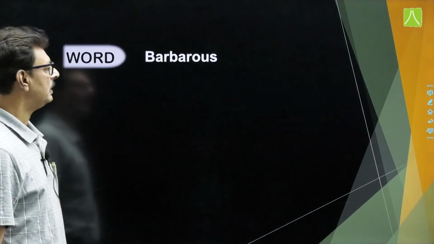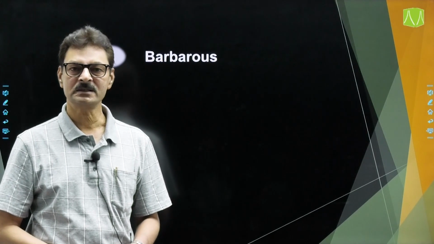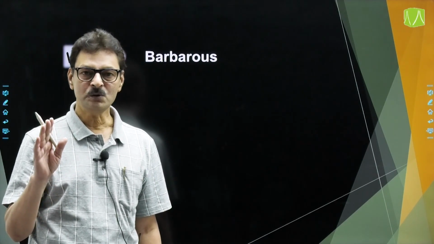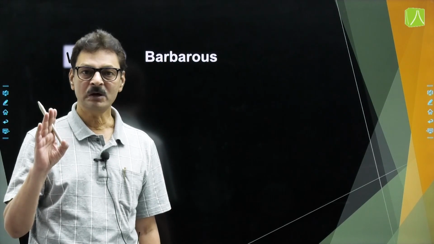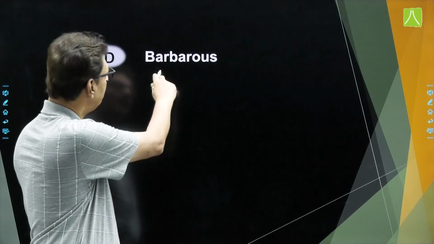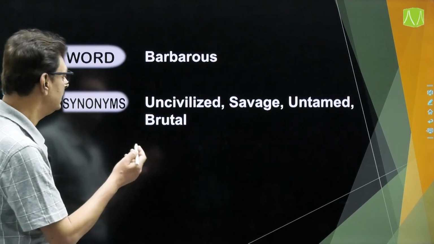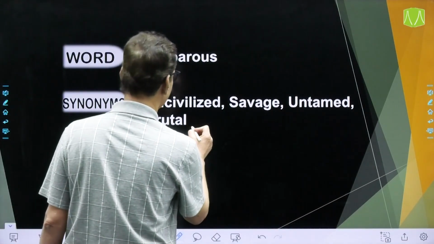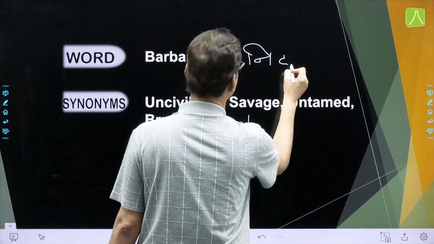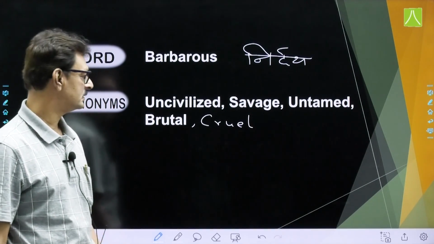Next one, barbarous. Anyone with the meaning of this? Again, mnemonics we can use over here. अगर हिस्ट्री पढ़ी होगी, एक मुगल रूलर था बाबर, तो बाबर वॉज अ क्रूअल रूलर. सो बाबर, क्रूअल रूलर, बारबरस, आप उसी से याद रख सकते हैं. अ ट्रिक टू रिमेंबर दिस वर्ड. सो बारबरस इज अनसिविलाइज्ड, savage, untamed, brutal. Simple word, cruel. And Hindi meaning will be निर्दय. निर्दय will be the Hindi meaning for this word barbarous.